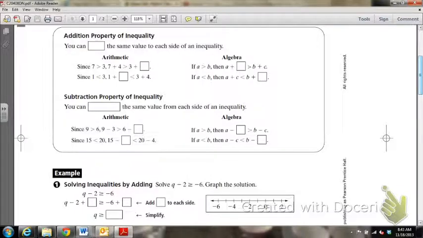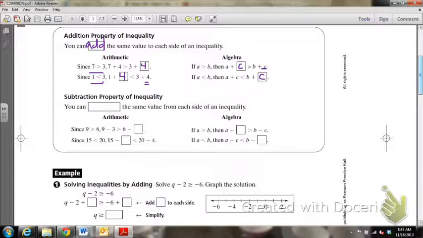So the addition property of inequality means that you can add the same value to each side of an inequality. So if I had 7 is greater than 3 and I added 4 to the 7, I also need to add 4 to the 3. And if I have 1 is less than 3, if I added a 4 to the 3, I need to add a 4 to the 1. Just whatever you do to one side, you have to do to the other side. And the same works for variables. They added c on the b side, so I have to add c on the a side, and same here.